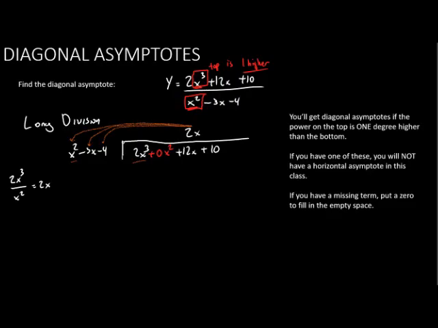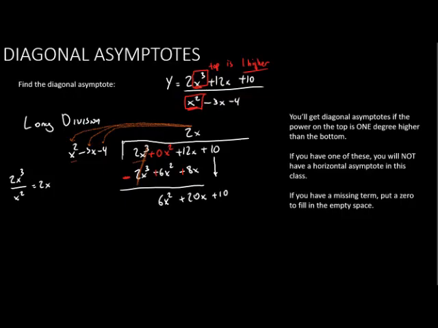We'll take the 2x times the x squared and get 2x to the third. We'll take the 2x times the negative 3x and then get negative 6x squared, and the 2x times negative 4 gives negative 8x. But then we will change all of the signs. The negatives become positives and the positives become negatives. Then we'll combine any like terms we have. The 2x to the third minus 2x to the third cancels and gives us 0. 0x squared plus 6x squared gives 6x squared, and then 12x plus 8x gives us 20x. We now bring down the 10, and we continue the process.